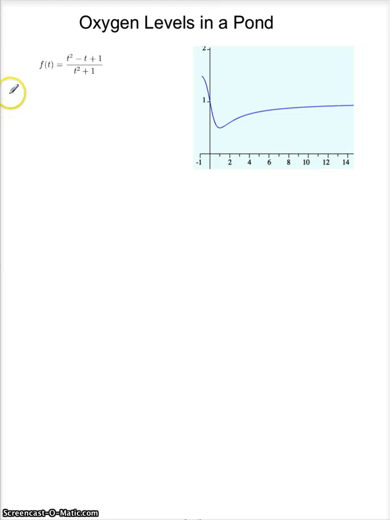Now, let's start by looking at discrete points. Let's look at t equals 1 second. Or it could be a year or a month, depending upon your scale. But in this case, let's look at 1 second. All right, f of 1 is 1 squared minus 1 plus 1 divided by 1 squared plus 1. So this is 1/2. Now 1/2 of your original amount is 50%. Okay, so that's about right there.